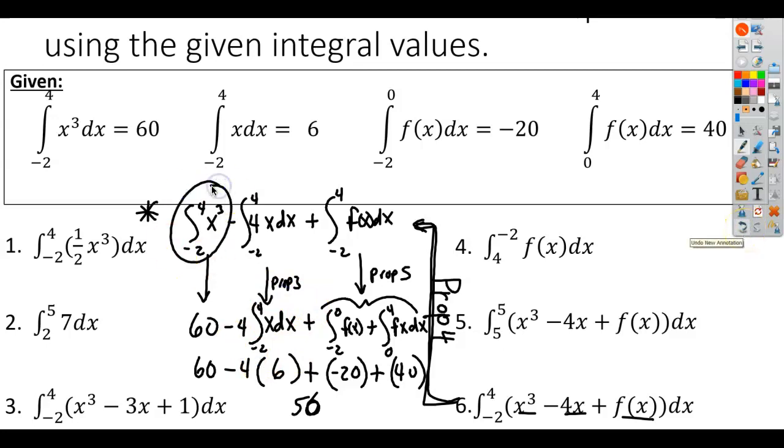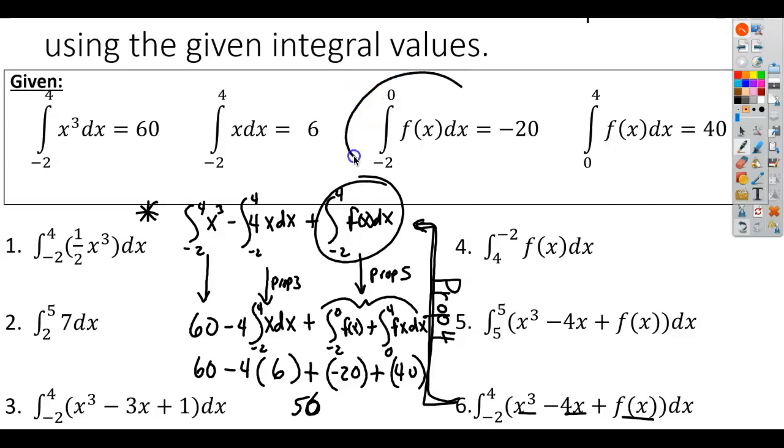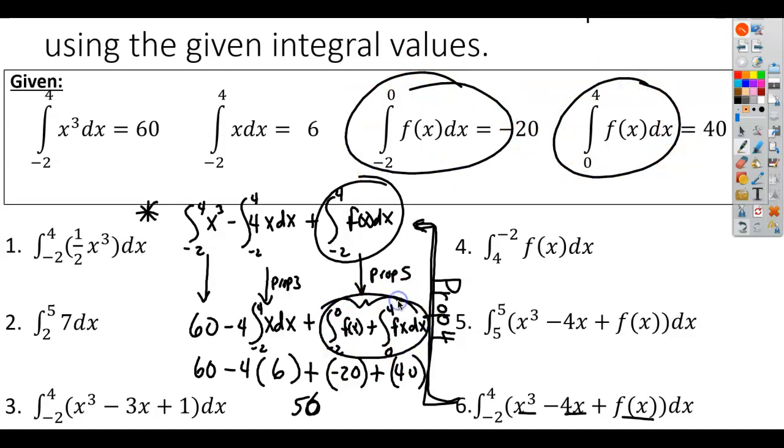This guy here equals 60, so we can just replace that with 60. This guy here, we don't have an integral that goes from -2 to 4 with the f of x in it, but we do have these two pieces that when you put them together is the same thing using property 5.